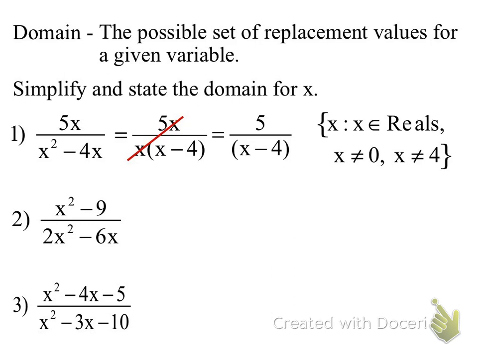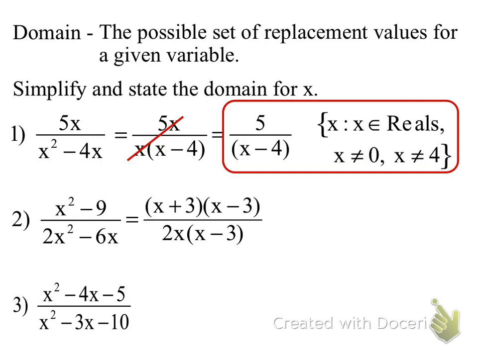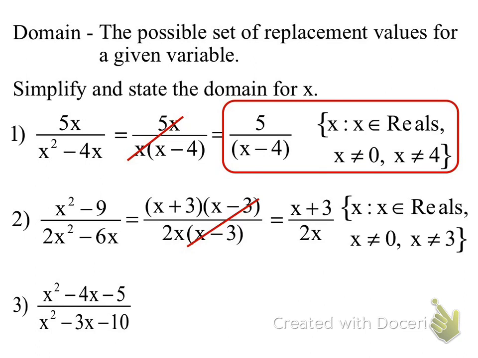Okay, let's check our work. So the numerator factors to x plus 3, x minus 3. The denominator, 2x minus 3. So what is x not allowed to be? Raising a hand, what did you get? Okay. 0 for the 2x, or 3. X is an element of the reals, except x cannot equal 0, and x cannot equal 3. Okay, questions?